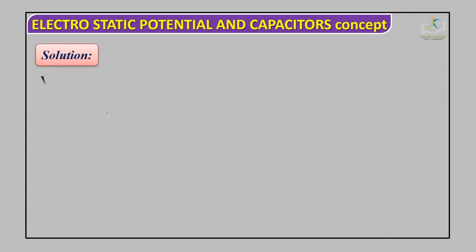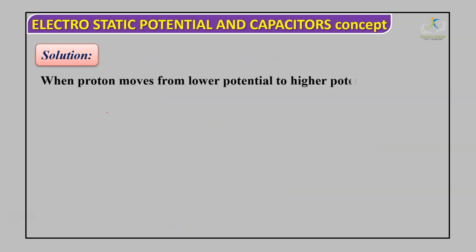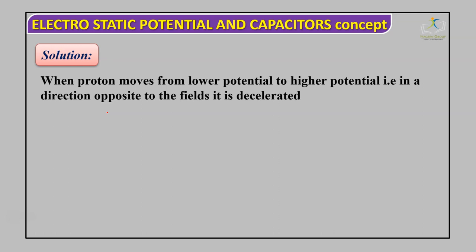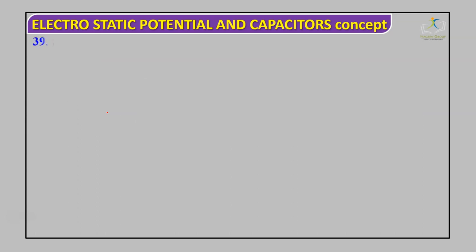So let us see the solution of this question. When a proton moves from a lower potential to a higher potential, that is in the direction opposite to the field, its kinetic energy decreases. That means E is equal to minus dV by dx. According to that, the correct option is option 1.